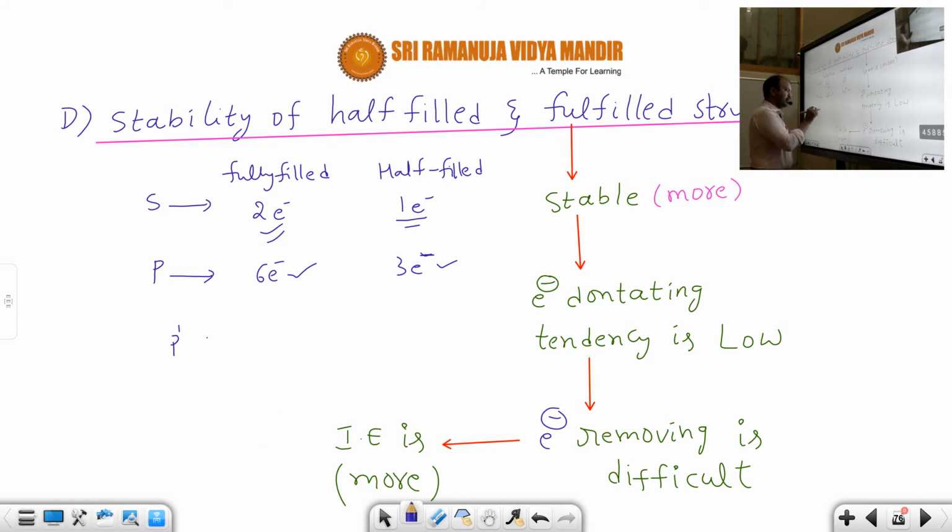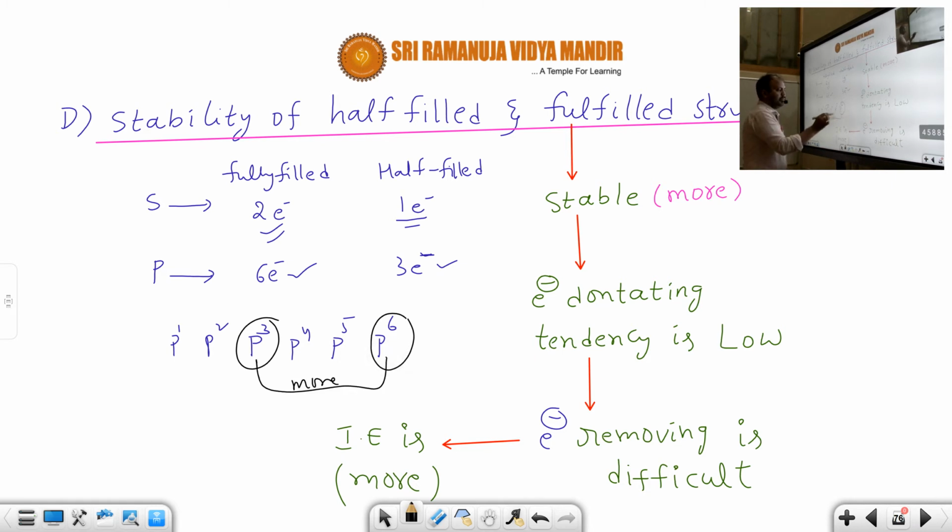P containing 1 electron is possible, 2 electrons possible, 3 possible, 4 possible, 5 possible, 6 possible. But where is P more stable? Yes, half filled, P containing 3 electrons, and P containing 6 electrons. In these two cases it is more stable. Half-filled orbitals and full-filled orbitals are more stable according to Hund's rule.